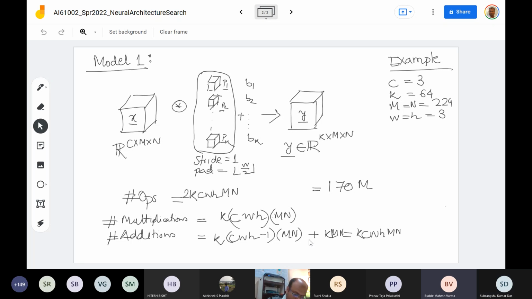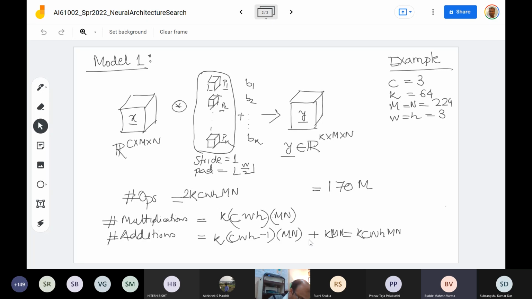So even I can be wrong. I'm instantly deriving them. I'm not even coming up with notes or something, because this architecture search is something which is live on my mind. So this is going to be KCWHMN plus KKWHMN. Okay.